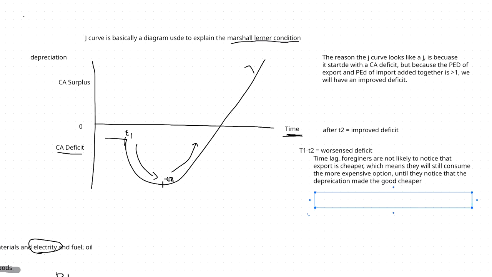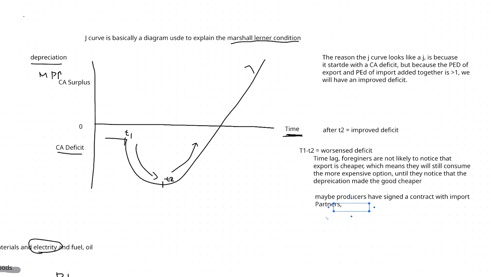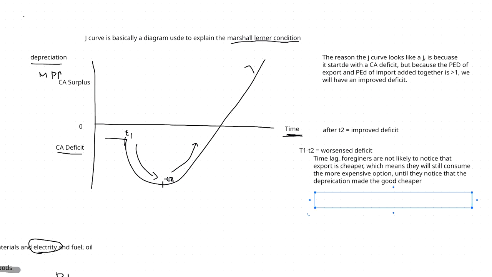So remember, after depreciation, our import price is increasing. So we have more expensive import. When the import is more expensive, normally what producers would do is change, or maybe stop importing or import less, right?